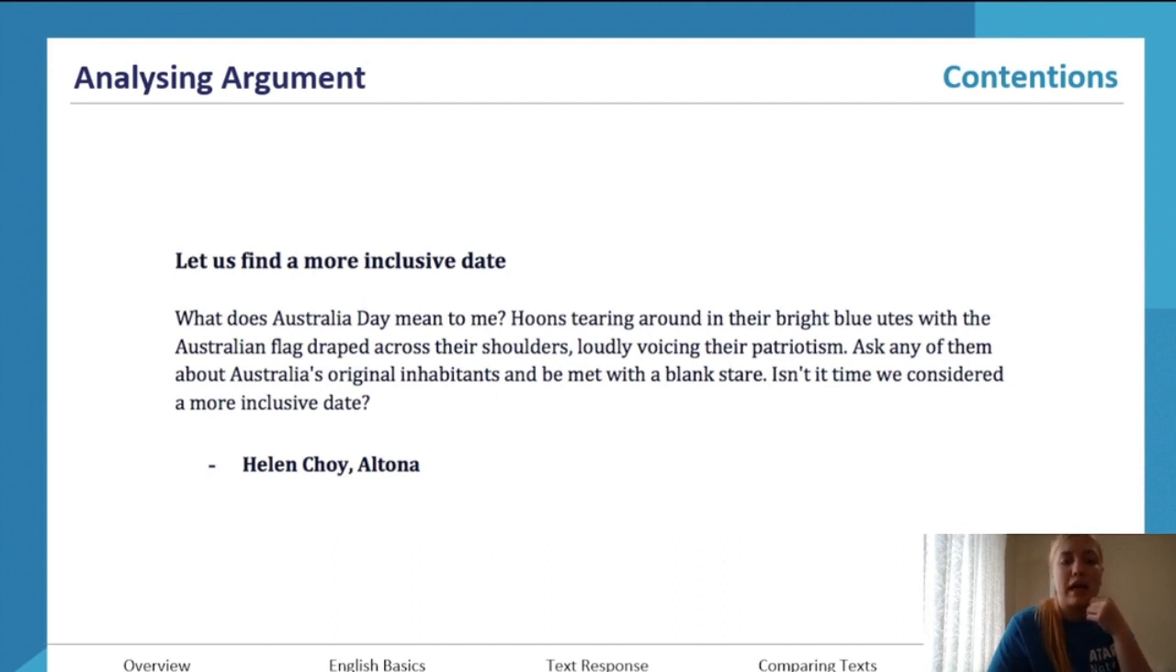So let's have a look at a contention. This is a letter to the editor. You can identify that it is because it has a subheading. It's a short colloquial piece. It's signed off by a specific person and their location, which suburb they're from. So it's about Australia Day, which is always a relevant issue. Let us find a more inclusive date. What does Australia Day mean to me?